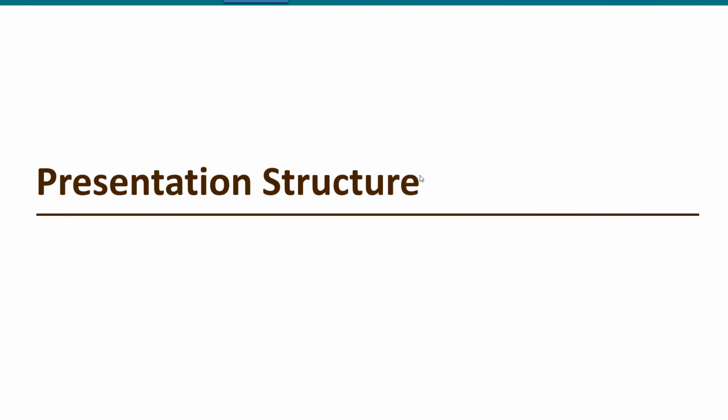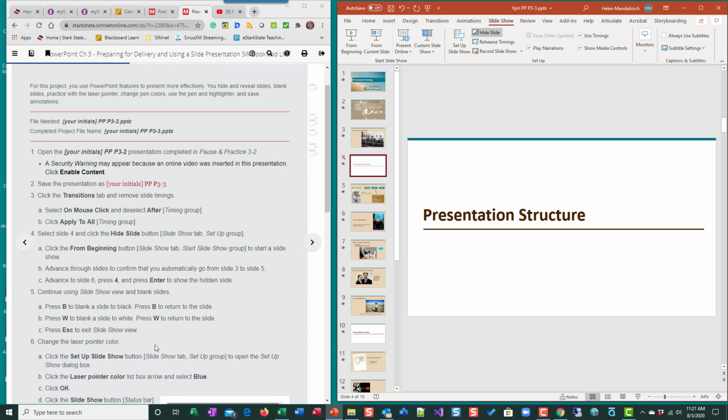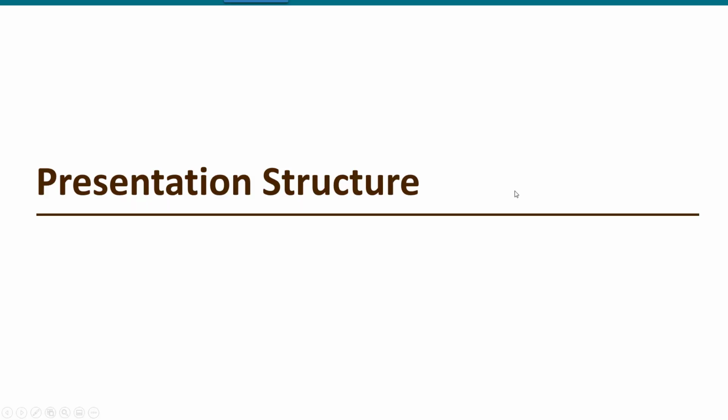So even though you have a slide hidden, you can go to it by pressing the number of the slide, which means you have to know the number, and then the enter. I'm going to continue, and I want you to hit a B.